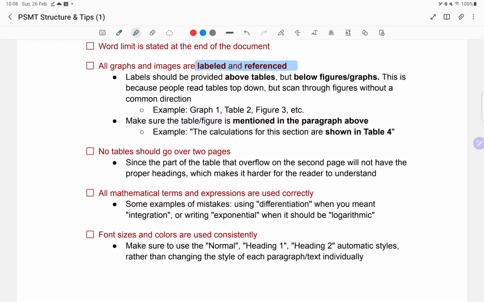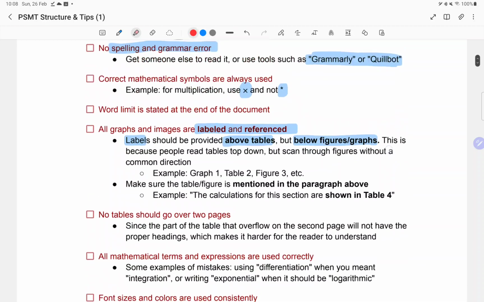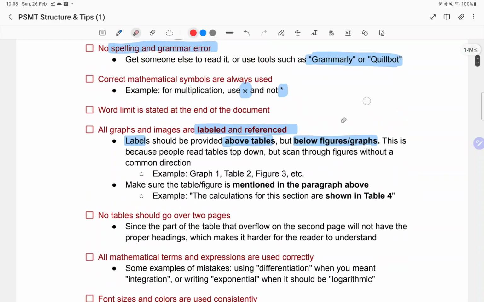What does it mean by label and reference? So labels go above tables but below figures or graphs. What does that mean? It means that if you have a table of data, whatever explanation, calculations, you put on top Table 1 and then put a label on your table, like COVID data of whatever country. That's a label for the table.